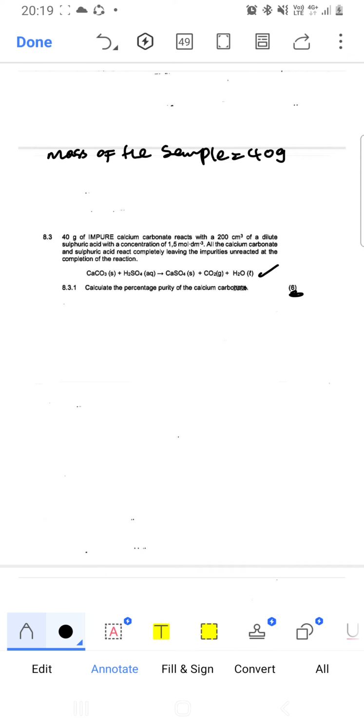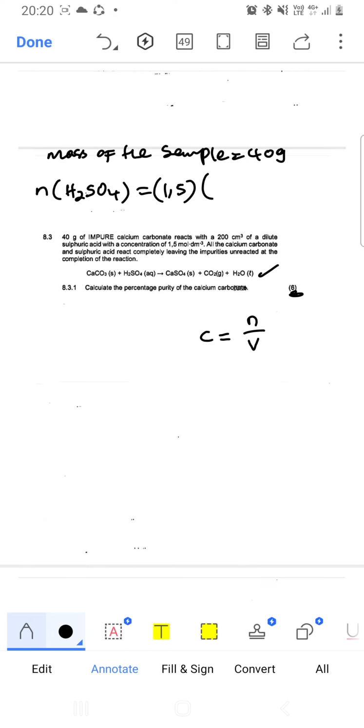So let's work out the number of moles of the sulfuric acid, because the number of moles of the sulfuric acid will help us work out the mass of the compound, which is calcium carbonate. So now we use what? We use concentration is equal to number of moles divided by the volume. So cross multiplication, we have the number of moles of sulfuric acid as concentration multiplied by the volume. So concentration is 1.5. And then what about the volume?